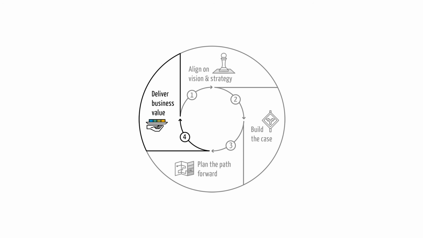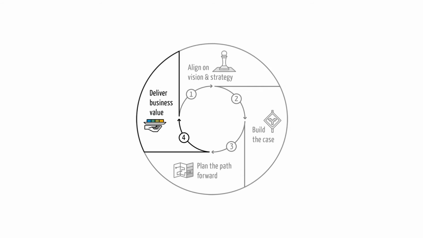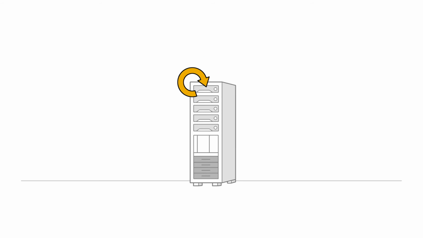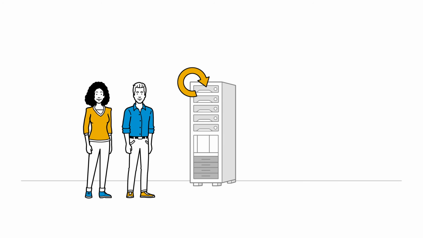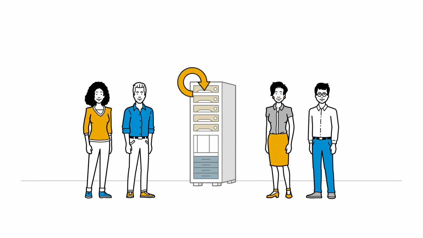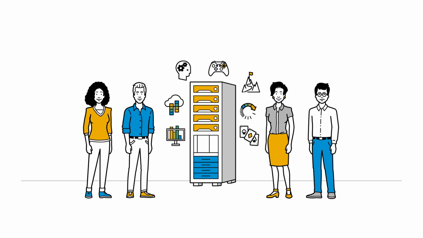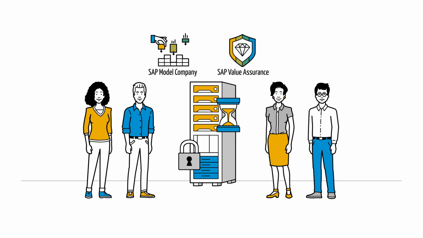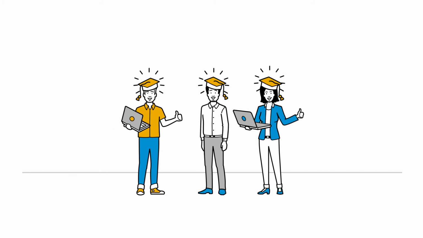Step 4, deliver business value. After the plan's been laid out, the actual transformation starts. No matter if led by SAP or by one of its licensed partners, the migration is aided by various tools, services, and solutions such as the SAP Model Company and SAP Value Assurance to ensure a quick and safeguarded transition. SAP also offers training for all employees working with SAP S/4HANA, keeping them up to date.